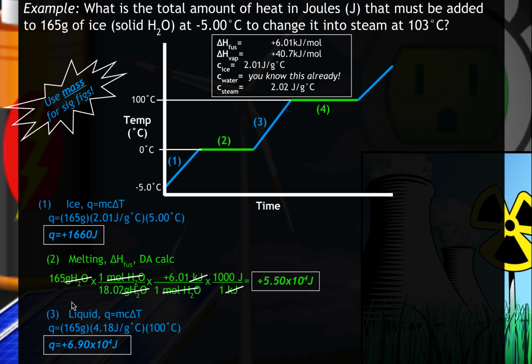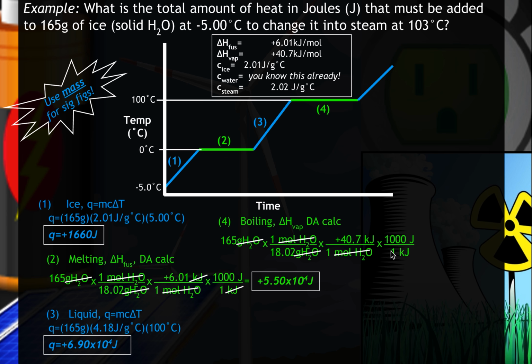Now I'm on to segment 4. I'm going to be using this same sort of calculation for the graph section 4. So here's the weight of the water. I need to find out how many moles I have. So there's my mole conversion. 1 mole of water has a delta H of vaporization of 40.7 kilojoules per mole. So there's my calculation there. Have to convert back into joules. And there's my answer.